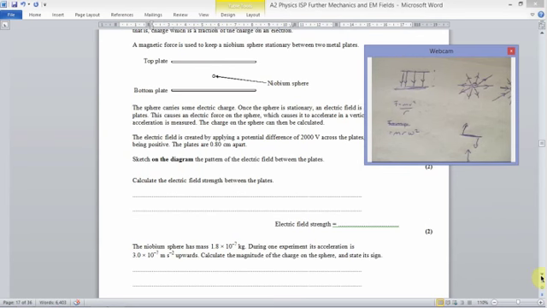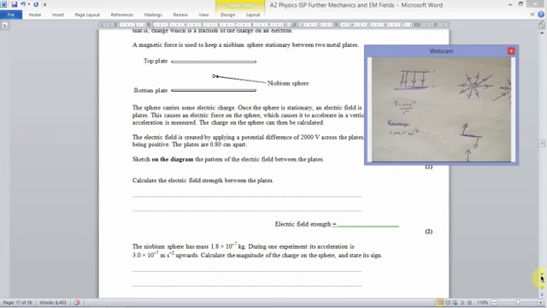So the sphere has a mass. This is one I'm going to go through in a bit more detail. The sphere has a mass. During one experiment, it has an acceleration upwards of 3 times 10 to the minus 7 meters per second squared. So we've got an acceleration and a mass, so we can calculate force, we know that straight away. Calculate the magnitude of the charge on the sphere and state its sign.